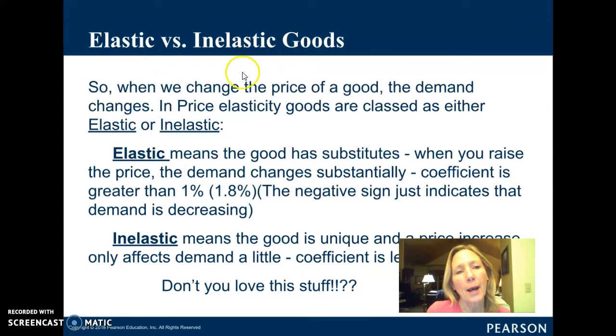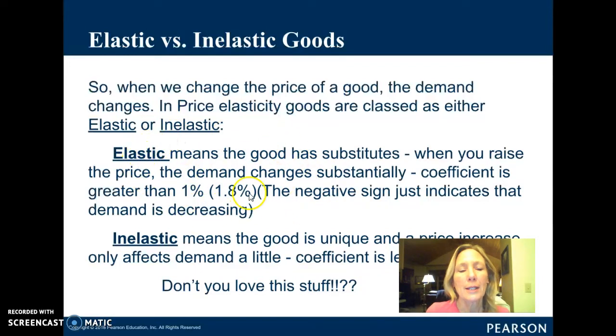So when we talk about elasticity, price elasticity of demand, goods can either be elastic or inelastic. When we change the price of a good, the demand changes. If the demand changes a lot, greater than 1%, then that means the good is elastic. Elastic goods have substitutes. So when you change the price, the demand changes a lot because people don't buy it anymore. They switch to substitutes.